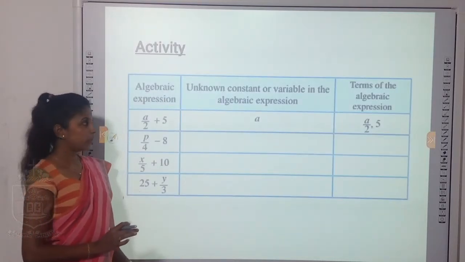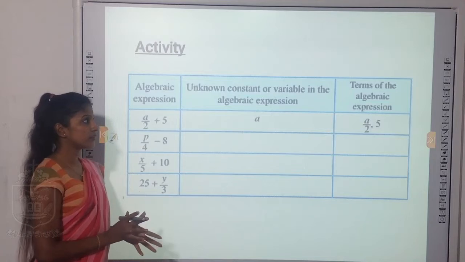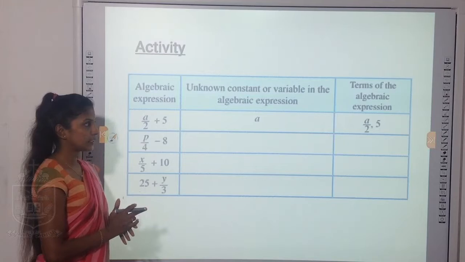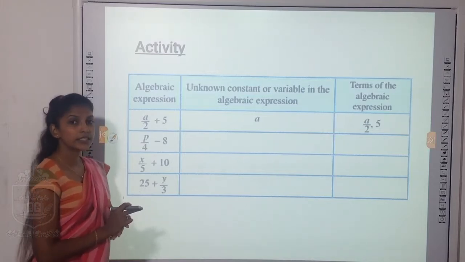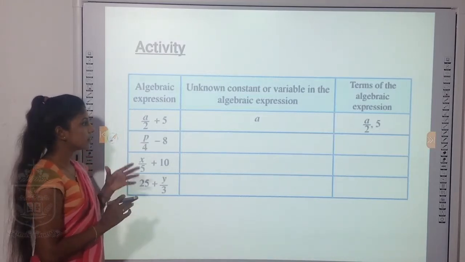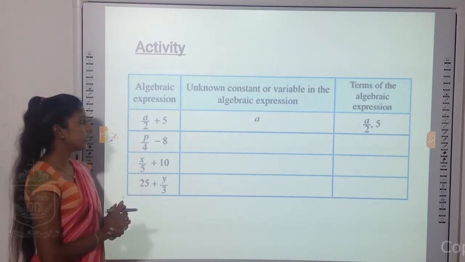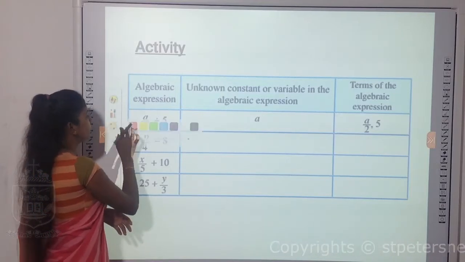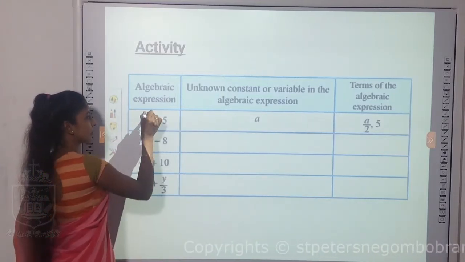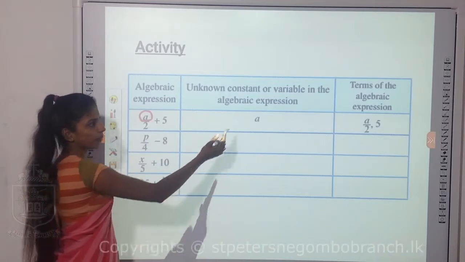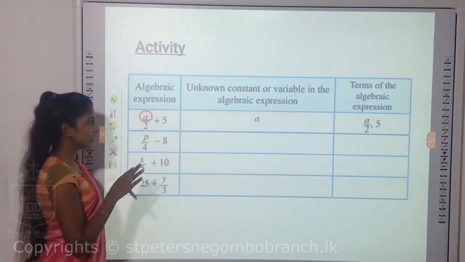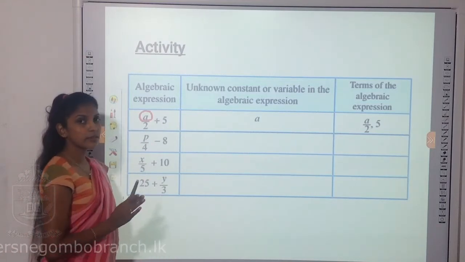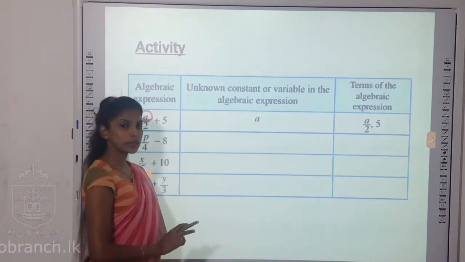Here you are given a table for you to identify the unknown variable, that is represented using a simple letter, and also you should identify the terms given in the expression. The first one, you are given the example here, a divided by 2 plus 5. Here the variable, or we call it the unknown term, is a, and there are two terms in this expression. The first term is a divided by 2 and the second term is 5.